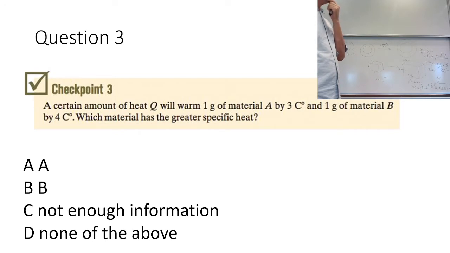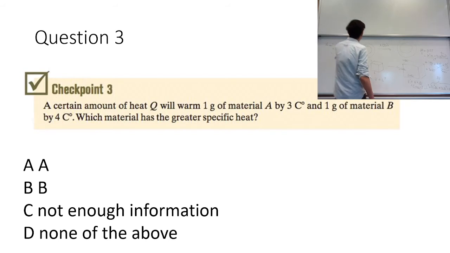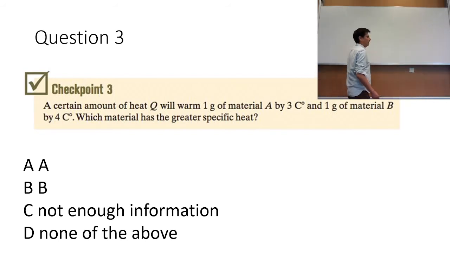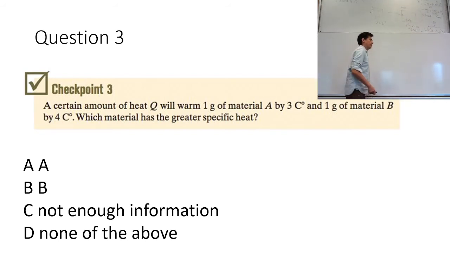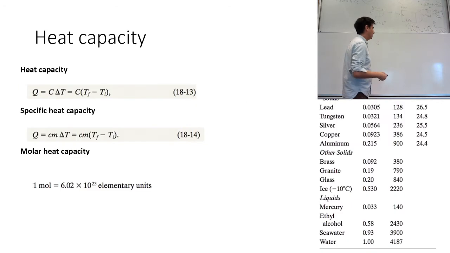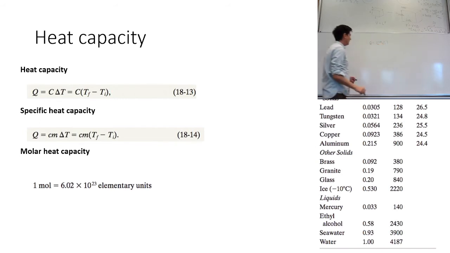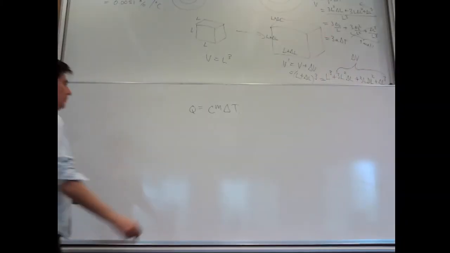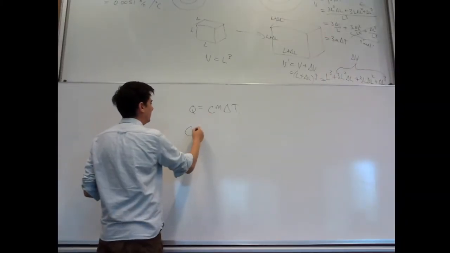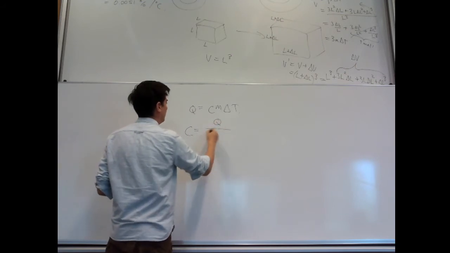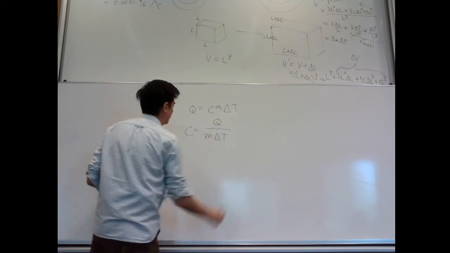A, okay. All right, so let's just break it down. So specific heat. What symbols are we using? Okay, so specific heat basically means, so Q equals C times M times delta T. So it's asking for the specific heat, right? So C equals Q over M delta T.